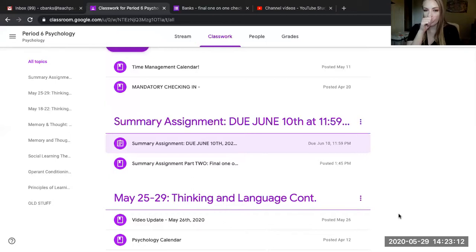So if we're looking here, there's technically two parts to your final. One is going to be the assignment. The other one is going to be a check-in. If you have me for U.S. history, then you only have to do one check-in. Don't think that you have to do two check-ins because you have me twice. So only one check-in.